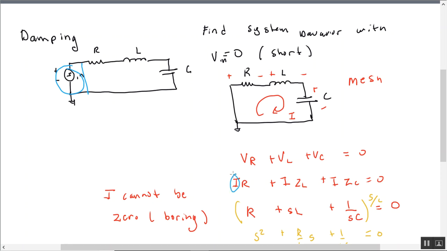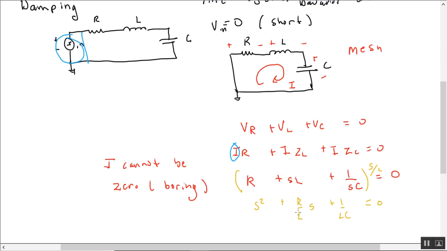Now the I here can't be 0, otherwise nothing ever happens. Some faculty say it's boring. So I just get rid of it. But you can also do it algebraically as well. Now, this equation is correct, but it's not very helpful for finding what we need. We need to get it into this polynomial form. So I multiply by s over L, and I get s squared plus R over L s plus 1 over LC.